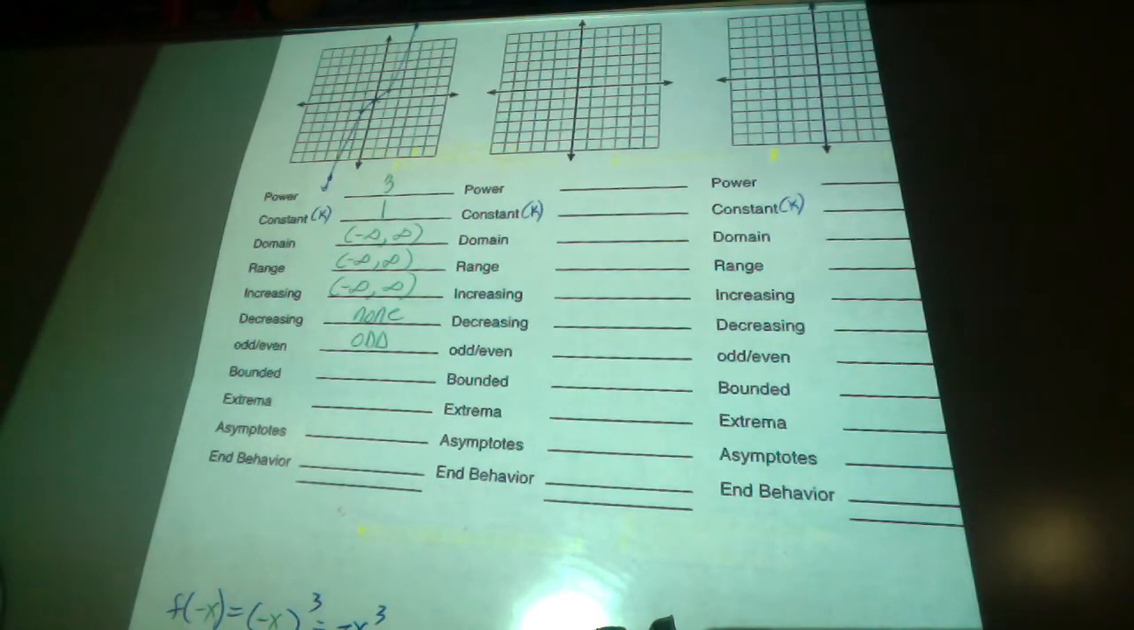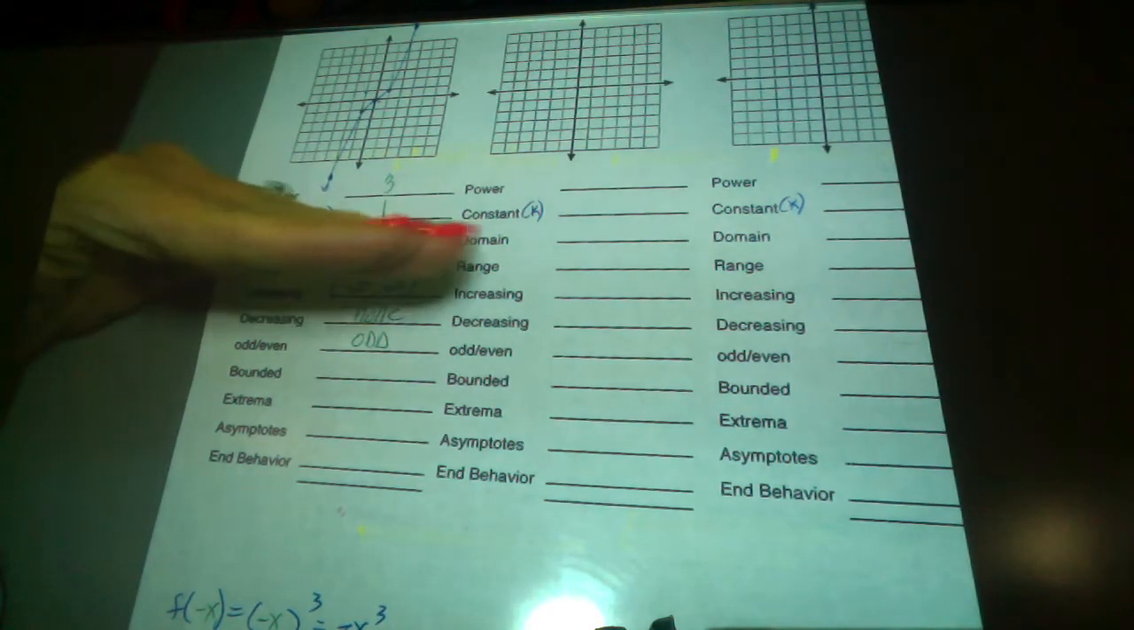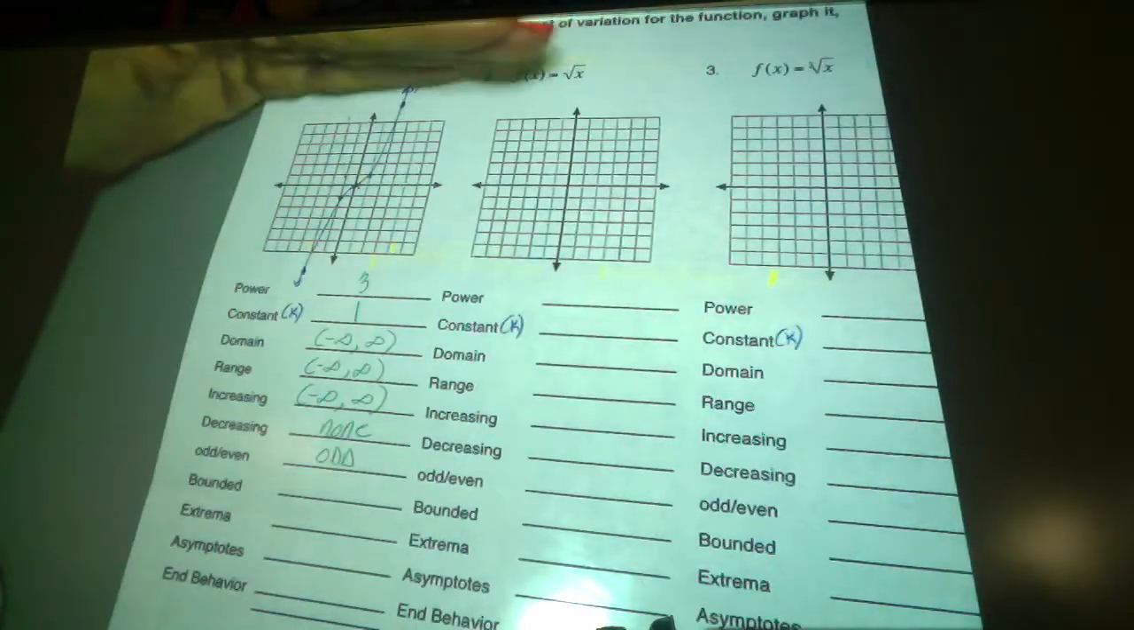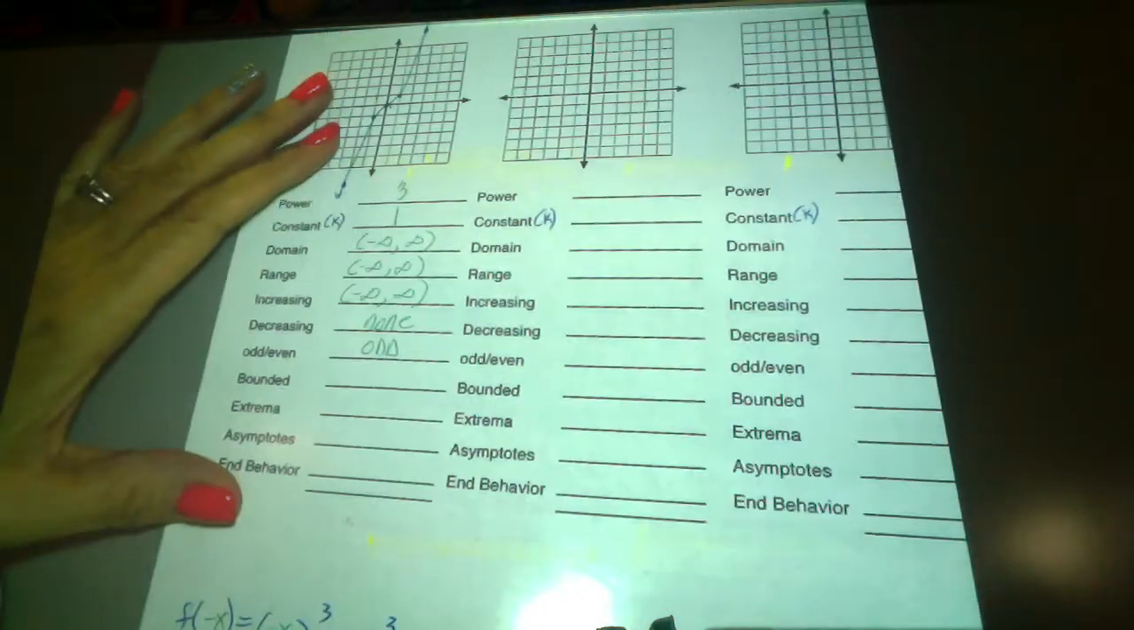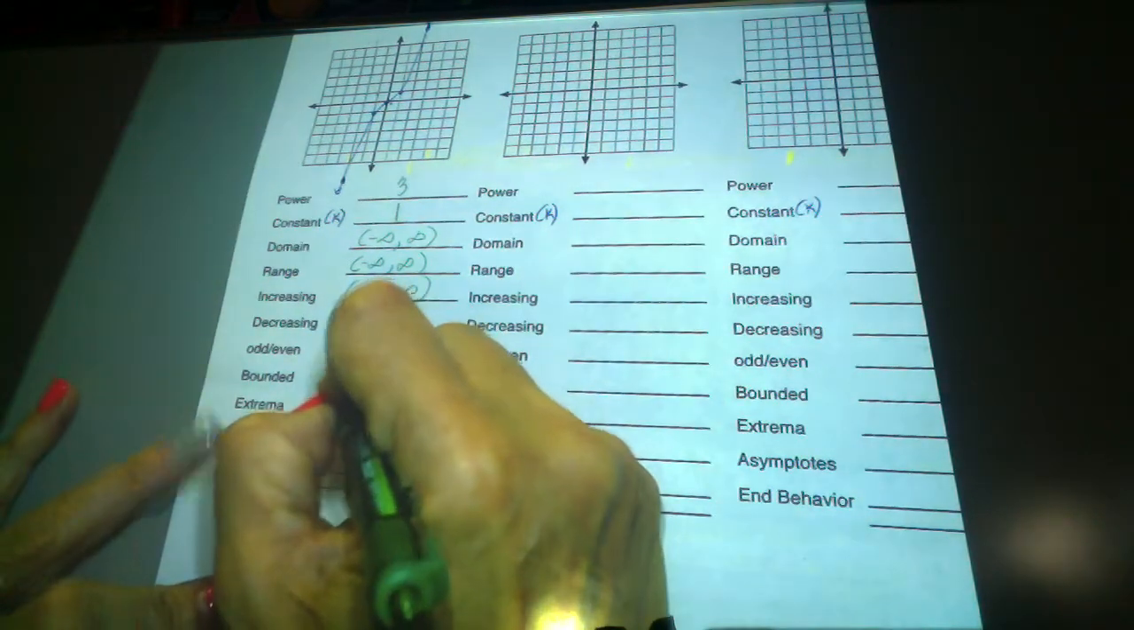Is it bounded? Usually we look for some maximums or mins, but it's an overall max or min. You can have a relative max or min and it's not bounded. Is there a definite bottom to this graph? No. Is there a definite top to this graph? No. So is it bounded? No. So this is unbounded. So you want to put none or unbounded.